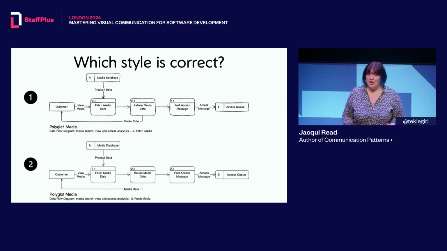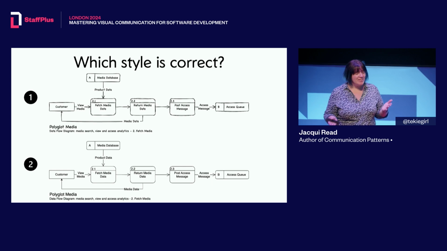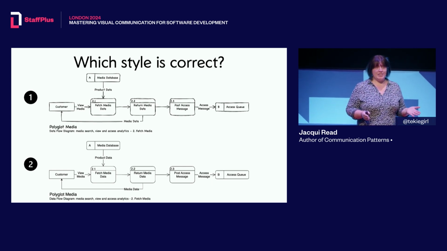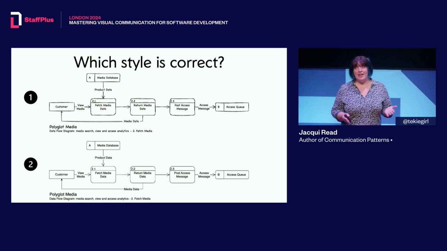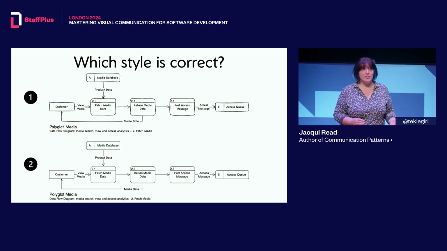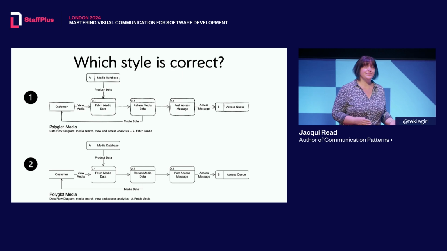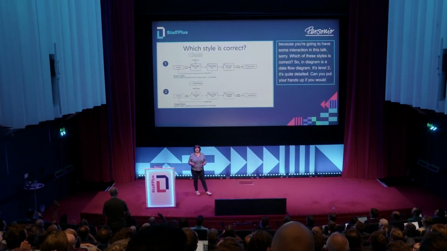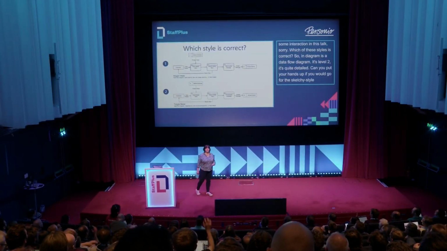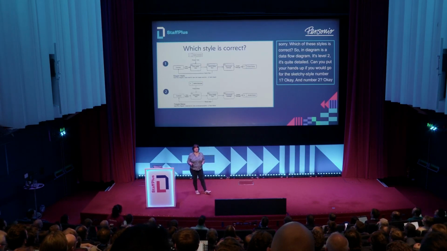So I hope you've had some coffee because you're going to have some interaction in this talk. Sorry. Which of these styles is correct? So this diagram is a data flow diagram. It's level 2. It's quite detailed. Put your hands up if you would go for the sketchy style number 1. Okay, and number 2. Okay, pretty much everybody's saying number 2.